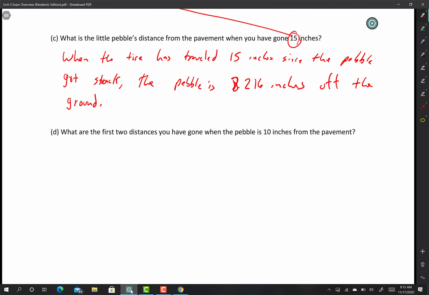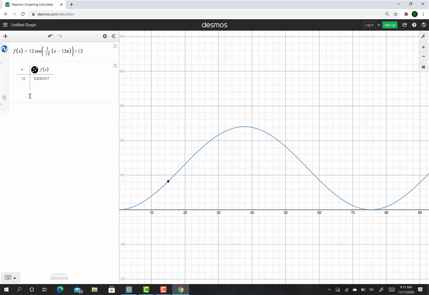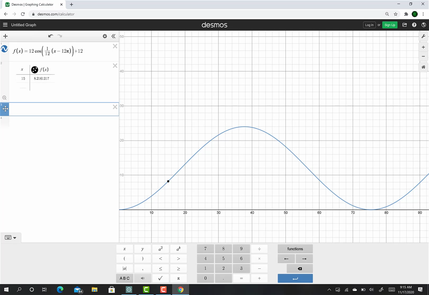What are the first 2 distances you have gone when the pebble is 10 inches from the pavement? Okay, now I want to know the first 2 values when I am 10 inches from the pavement. One of them is on the way up, and the other one is on the way down. So let's figure that out, guys. I go to y3, the third box here, and I'm just going to set y equals 10.